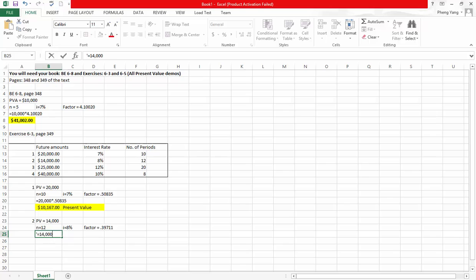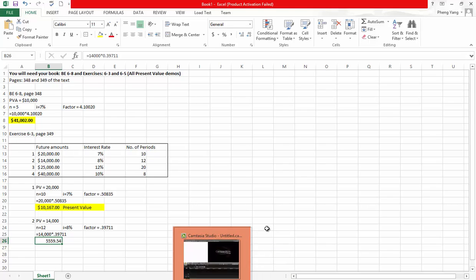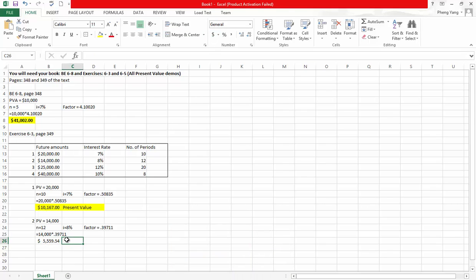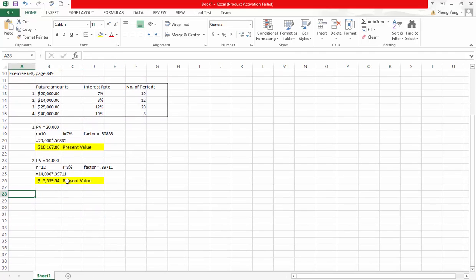So my formula is going to look like this: 14,000 times 0.39711, and if we do the calculation, our present value for this number 2 is 5,559.54 or 5,560, rounding it to the nearest dollar. So they're saying that today we've got 5,559.54, in the future, after 12 periods of compounding interest at 8%, we've got $14,000.